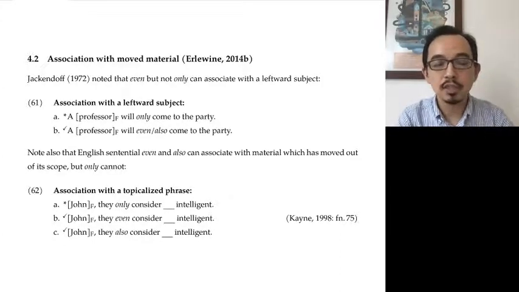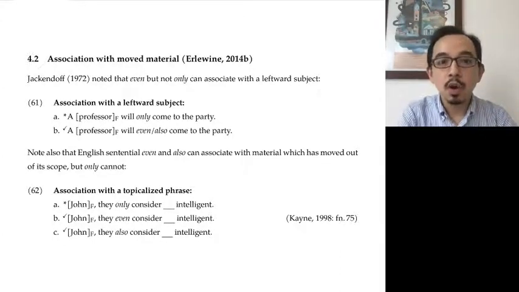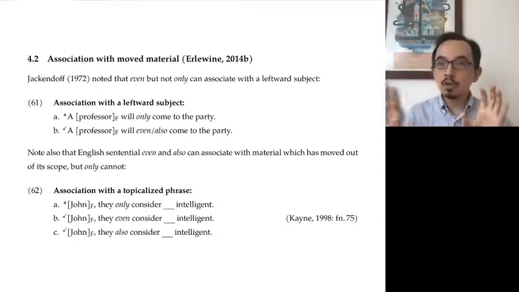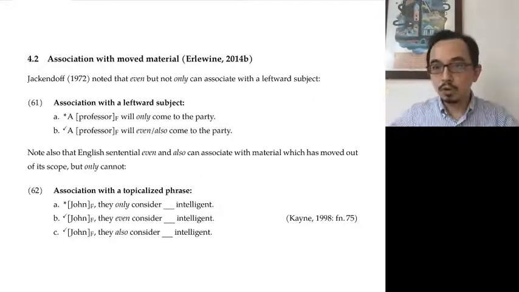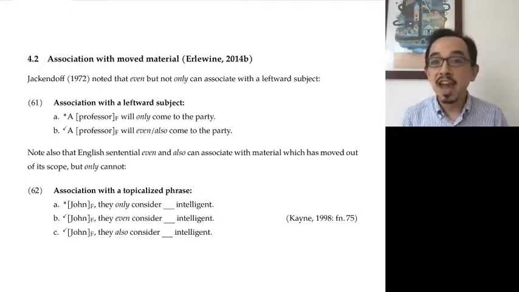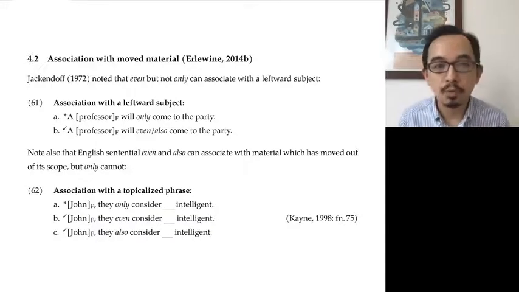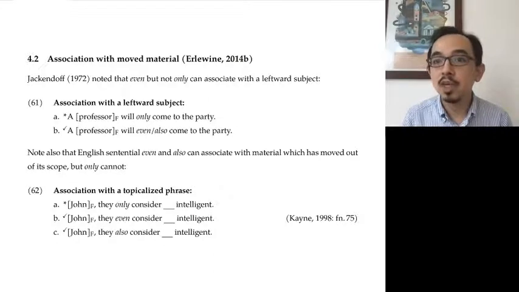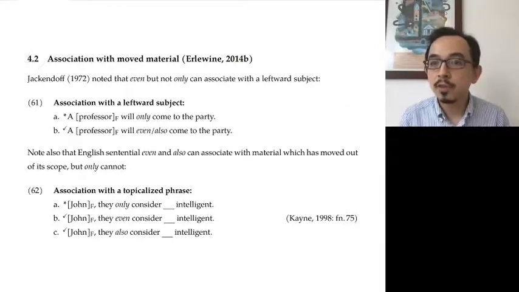A simple contrast is in 61. A professor will only come to the party, to mean a professor will come to the party, a student won't, it's false that a student will come, it's false that a parent will come, etc. That intended reading is ungrammatical. It's unavailable in 61A. In contrast, a professor will even come to the party, or a professor will also come to the party, are totally natural. So there's a question of why that is.